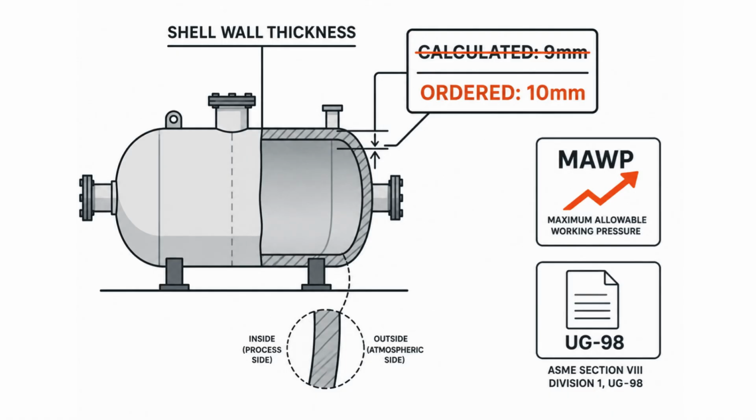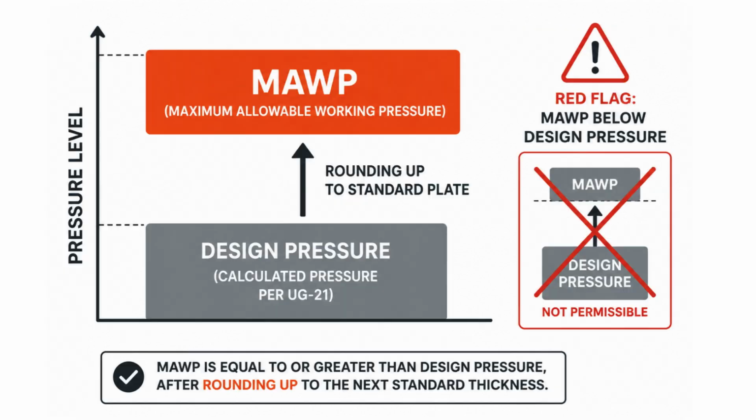Because plate and pipe come in standard sizes. If your calculation needs 9 mm, you probably order 10. That extra material means the finished vessel can usually handle more than the design pressure demanded. MAWP is the ceiling, calculated after the fact, stamped on the nameplate, and it's legally what your vessel is rated for. So you end up with two different numbers for a reason.